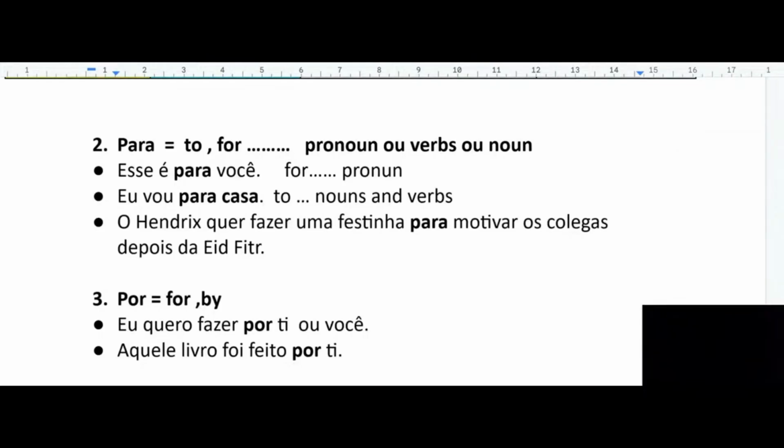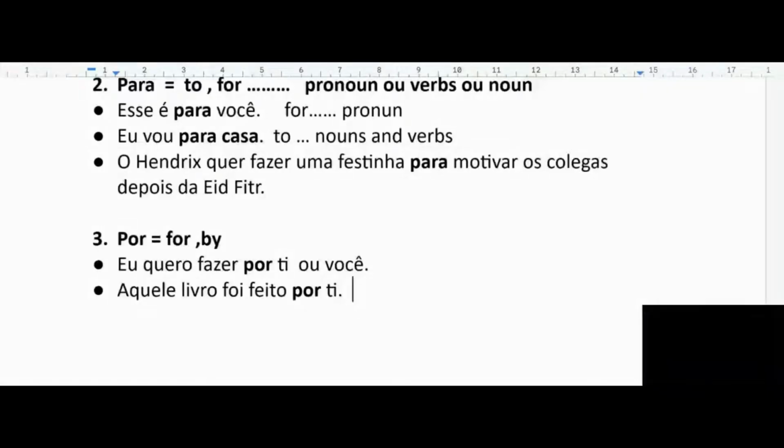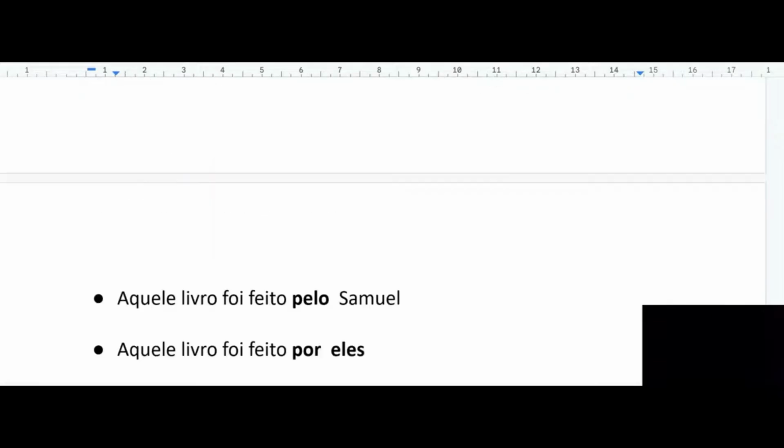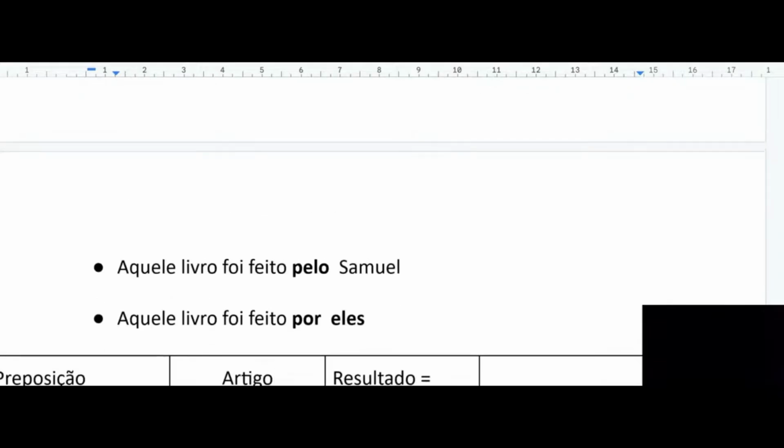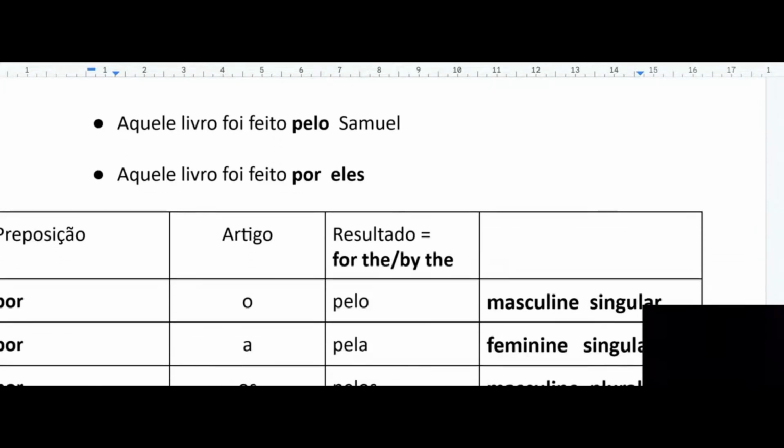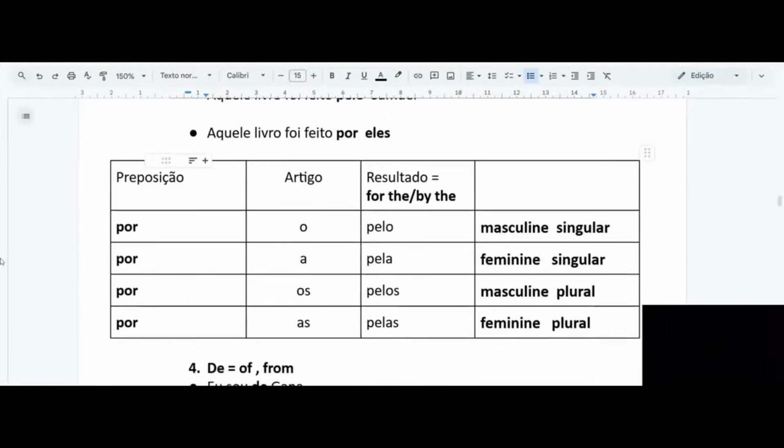If you are still not getting it, don't worry. It's not just like that. When you are using it as for, it has no rules. But when you are using the "por" in terms of by, then you guys should know the rules. Now let's go to the rules. I have many of them here.